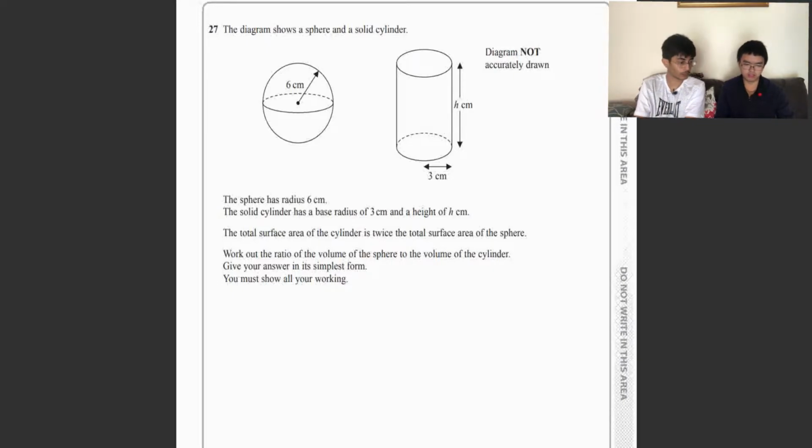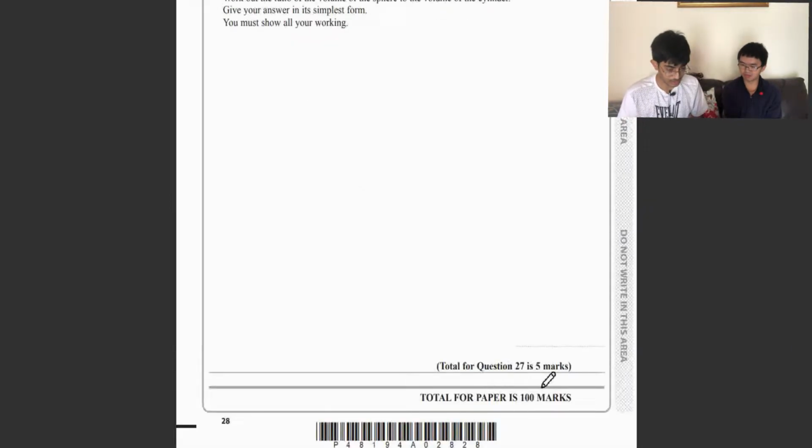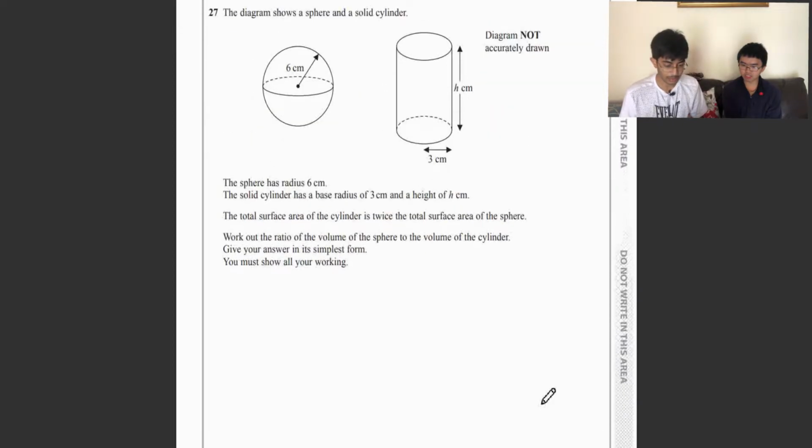So now hand over to you to do this question. Right, I'm doing the final question of the paper. Let's see how many marks this is. A 5 marker. How many marks in the whole thing? 100. So this is 5% of your paper.